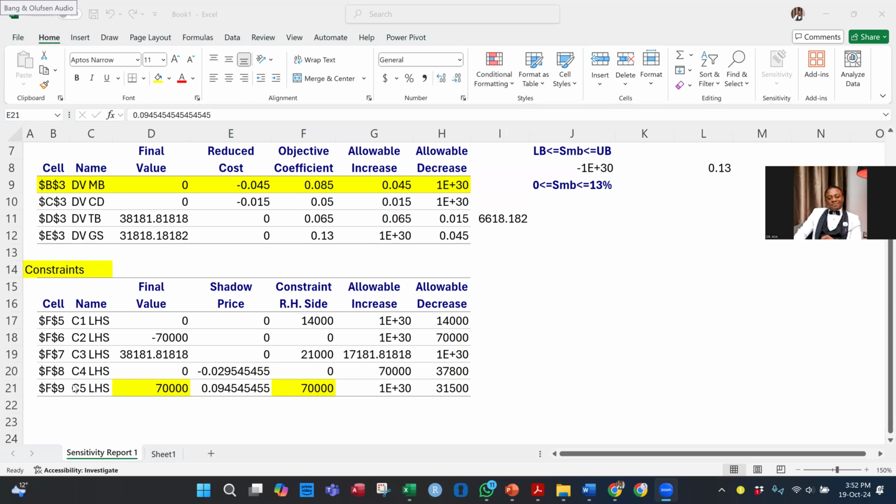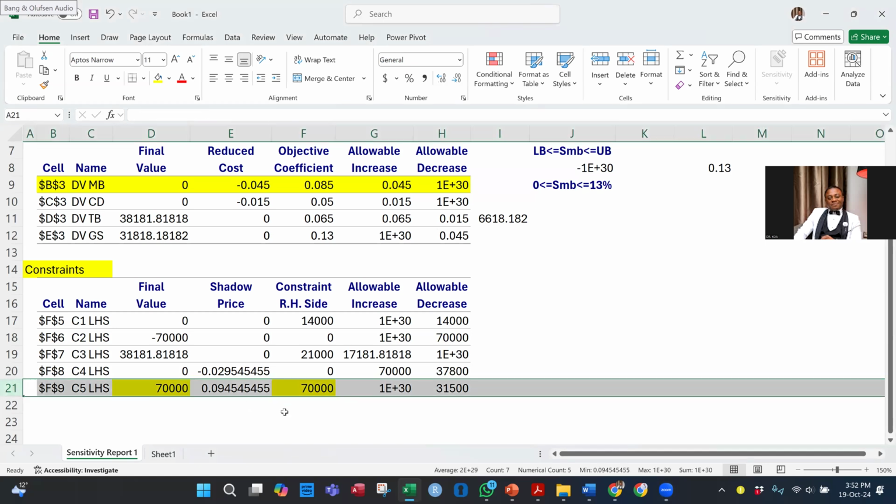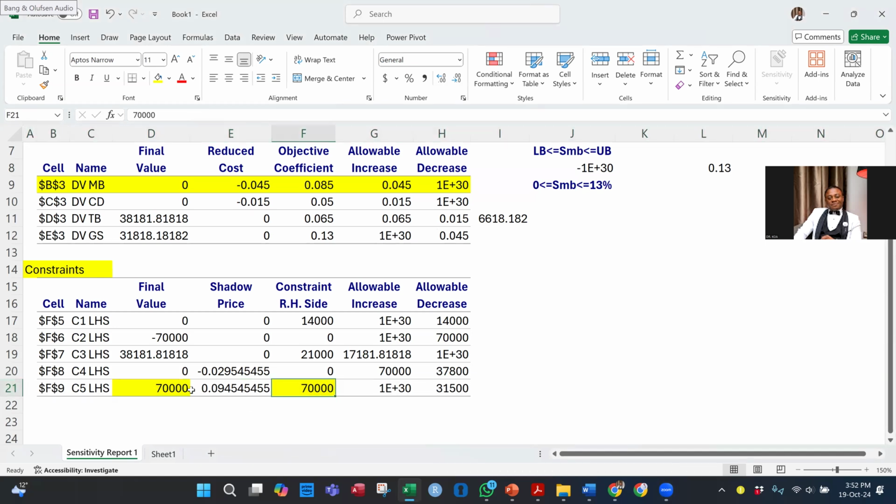And that is true. C5 is binding. And the reason why C5 is binding is because the left-hand side is equal to the right-hand side. So that's why it's binding. C4 is also binding because the left-hand side is equal to the right-hand side. That is why it's binding. No other diversification mix is binding. No other constraint is binding apart from these two. That is how you attack this question. Next question.